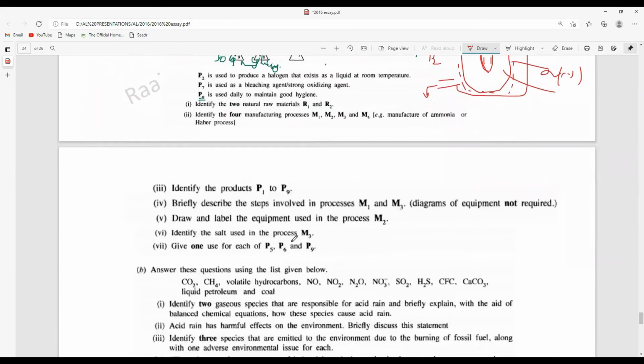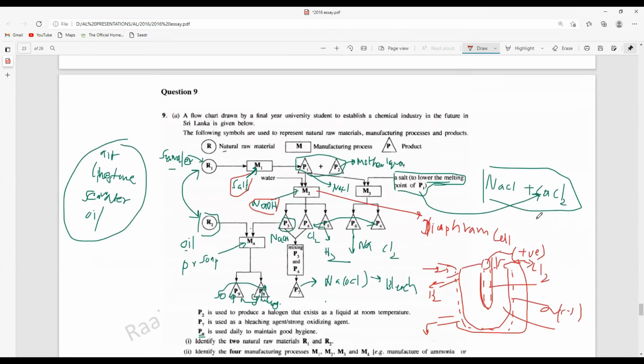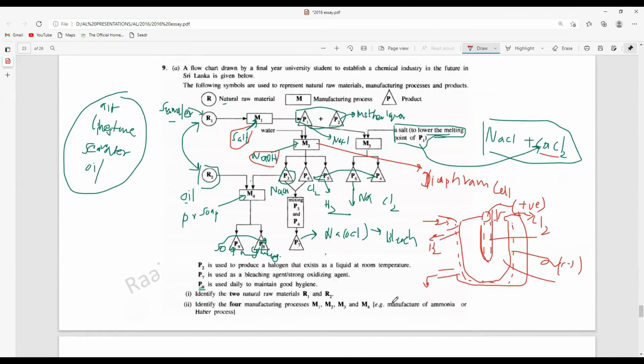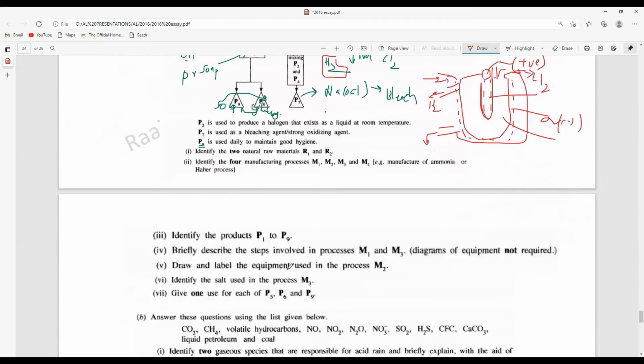Identify the salt used in the process M3. M3 is this one, the salt is calcium chloride. Give one use of each of P5, P6, and P9. What is P5? P5 is H2. What you can write is that H2 is used in the manufacturing of margarine. Or you can write this is used as a fuel in rockets, P5.